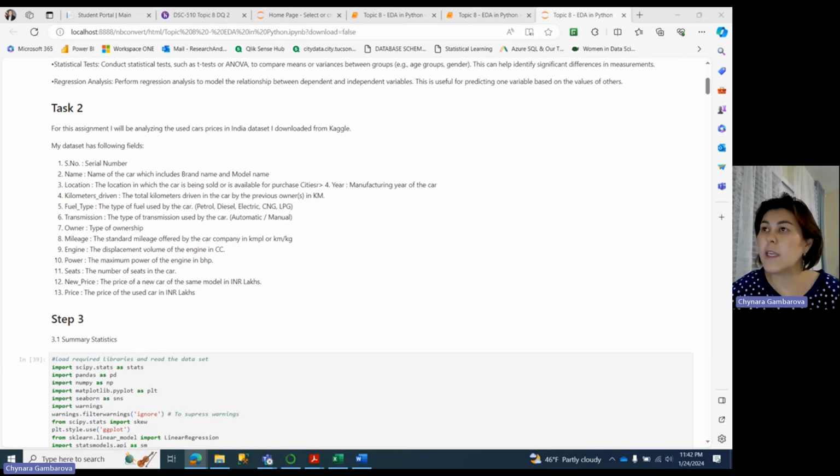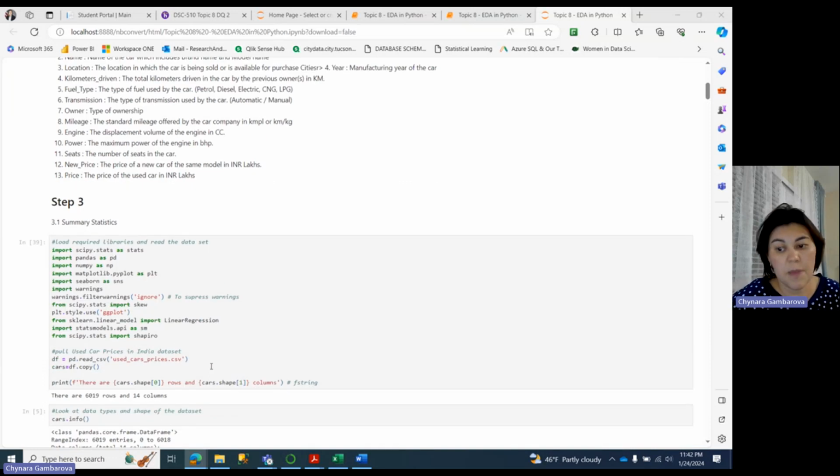So, task number 2, to download the data. I am using the used car prices in India dataset I downloaded from Kaggle, and my dataset has the following fields. It has both categorical and numerical fields. When we do summary statistics, I will give more details about the data set.